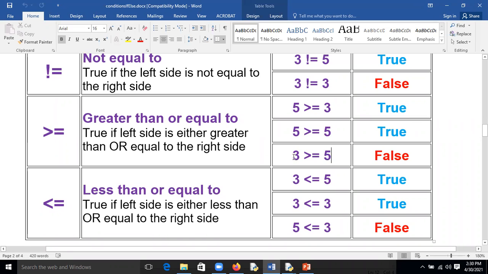And then we look at the false one. Is 3 greater than 5? No. Is 3 equal to 5? No. So both are false, so it will give you false.